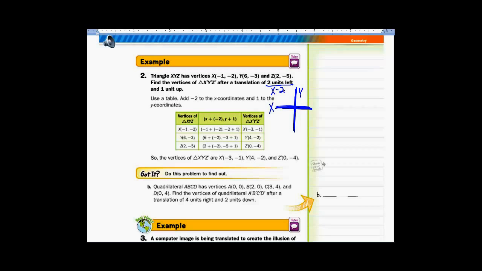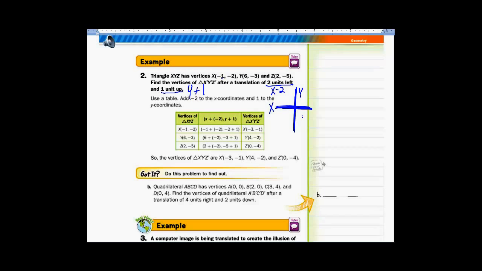So that would be X minus 2. And on the Y, if you have Y's go up and down, 1 unit up, that would be Y, and would you add 1 to go up, or would you subtract 1 to go up? You would add 1. So basically what they are asking you to do is that you are being asked to subtract 2 from every X and add 1 to every Y. So you can just take and do the math that goes with it.